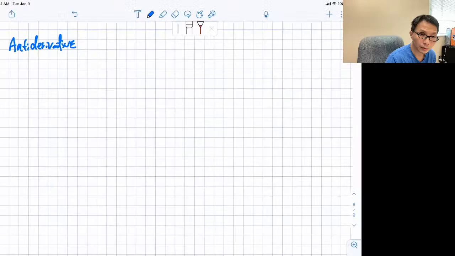Wait, are we doing Riemann sums? Yeah, we're going to do that later. We're just going to go straight into integrals first. You're supposed to do Riemann sums before that, but I would rather talk about it at the end, so we're going to talk about everything together. We can start with antiderivatives. Antiderivative is also known as integral.